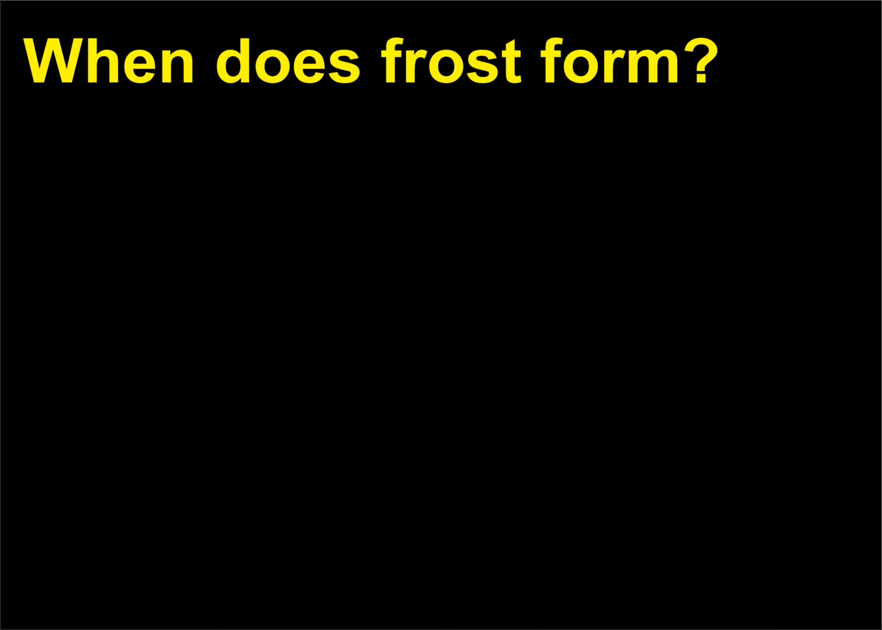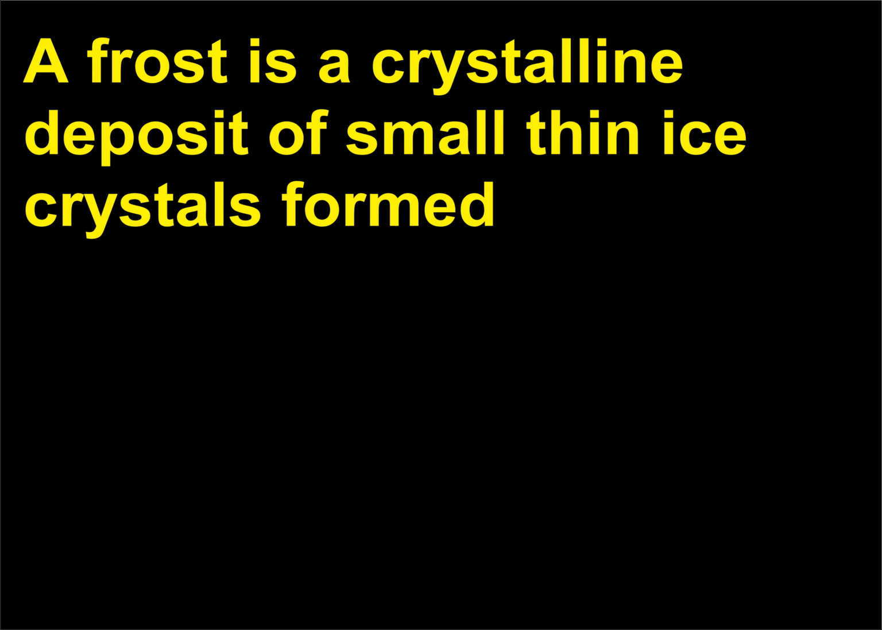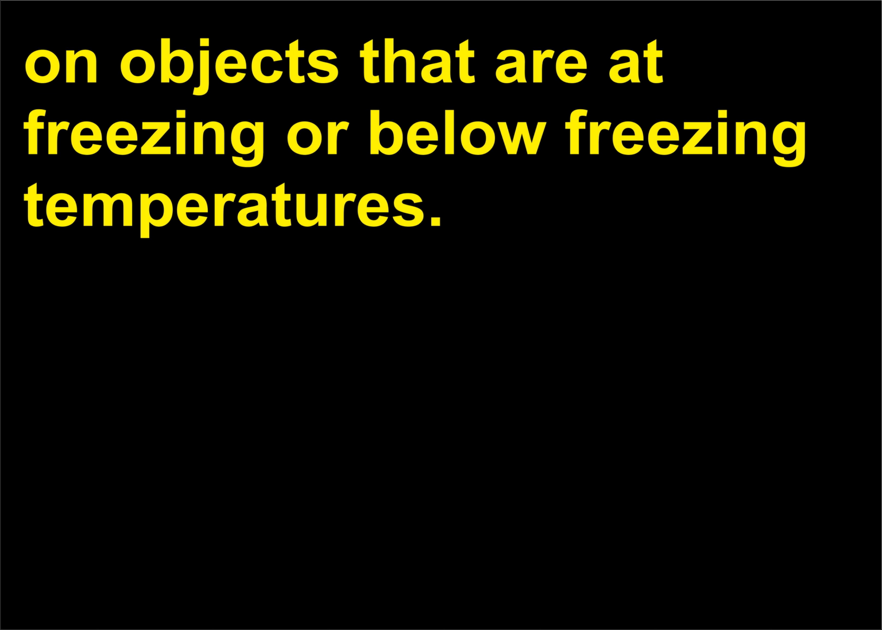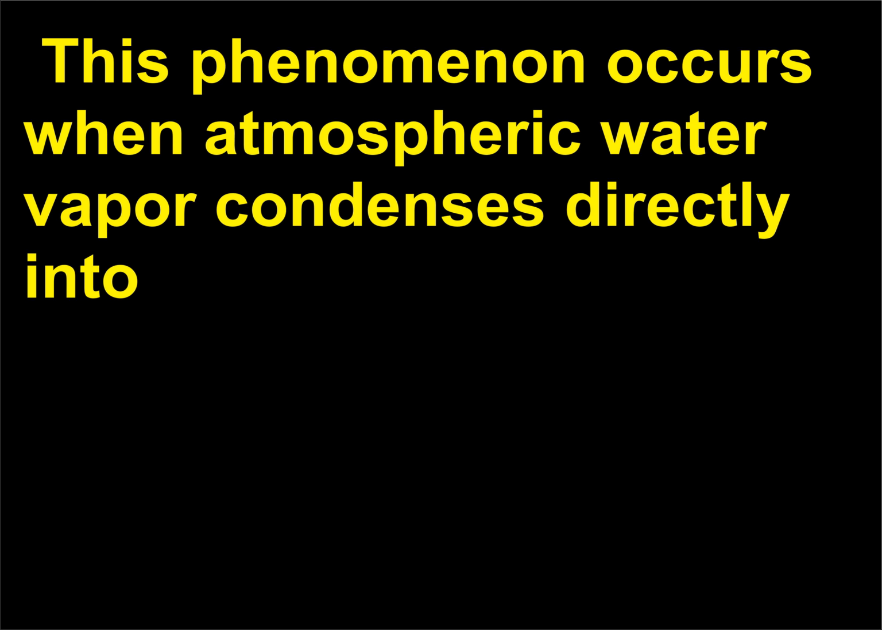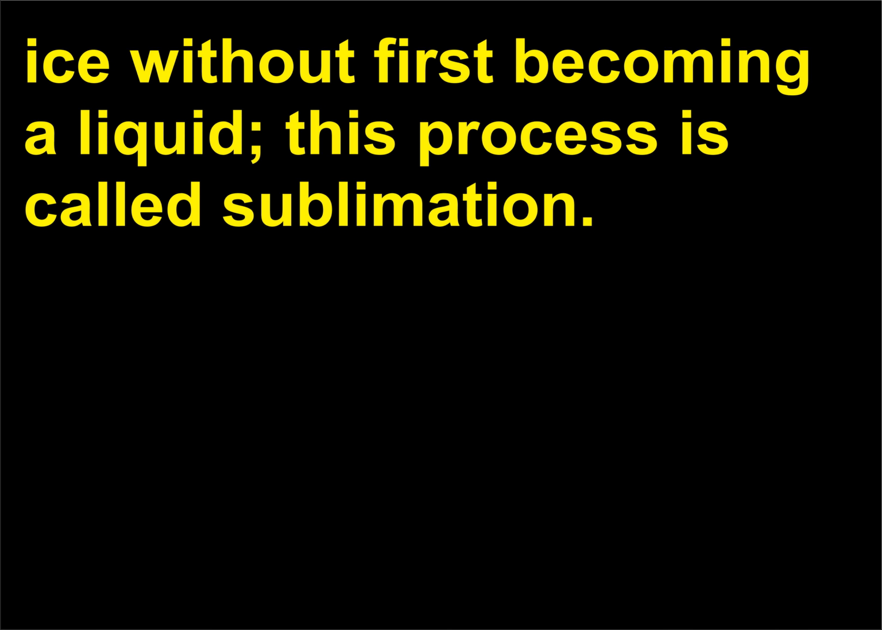When does frost form? A frost is a crystalline deposit of small thin ice crystals formed on objects that are at freezing or below freezing temperatures. This phenomenon occurs when atmospheric water vapor condenses directly into ice without first becoming a liquid. This process is called sublimation.